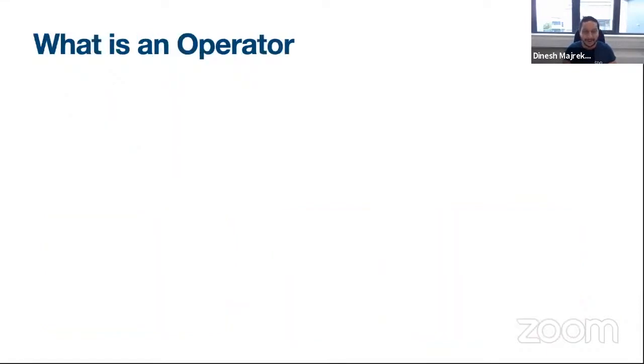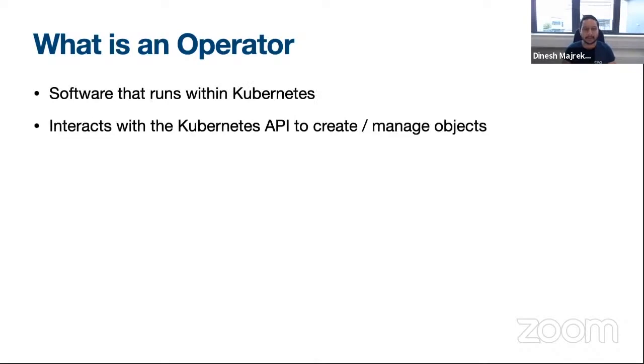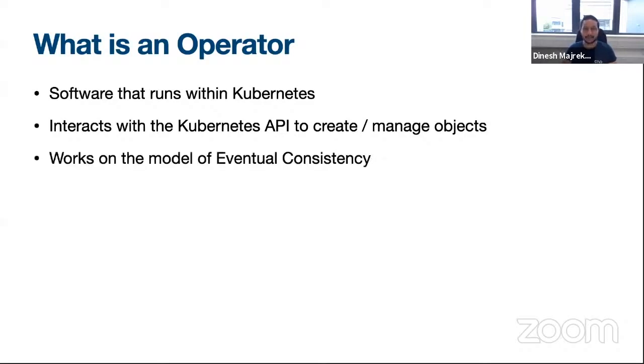So operators, what are they? They're basically software that runs within Kubernetes, and it's talking directly to the Kubernetes API. So rather than your application, say you've got an Nginx web server that you're serving data out to customers, an operator is solely used to manage and create objects that then serve things out to your customers. And it works on a model of eventual consistency, as does all of Kubernetes.